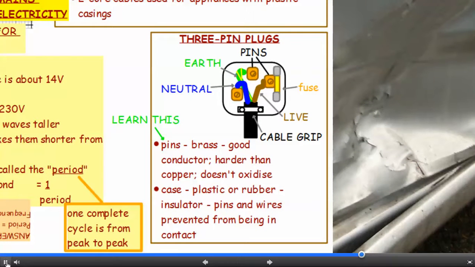Now you need to know the structure of a 3-pin plug. So you need to know which wire goes where: neutral to the left, earth to the top, and live to the right. You need to know why the materials used are as they are. Why are the pins made of brass? Because it's a good conductor, and it's harder than copper, so it means it can be forced or shoved into sockets, and it doesn't oxidize. And the case is made of plastic or rubber, which is an insulator, so it stops the pins and the wires from coming into contact with each other.